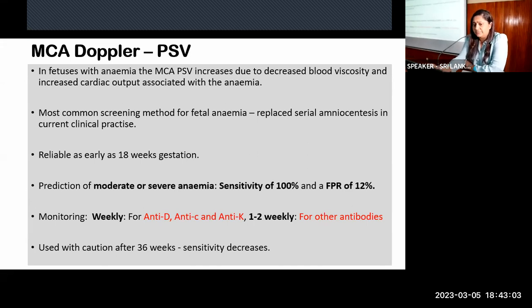And in the prediction of moderate to severe anemia, it has a sensitivity of 100% with a false positive rate of 12%. The recommendation is to do weekly MCA-PSV Dopplers for anti-D, anti-c, and anti-K, while 1 to 2 weekly for other antibodies. However, we must be cautious in using MCA peak systolic velocity after 36 weeks because of the reduced sensitivity.